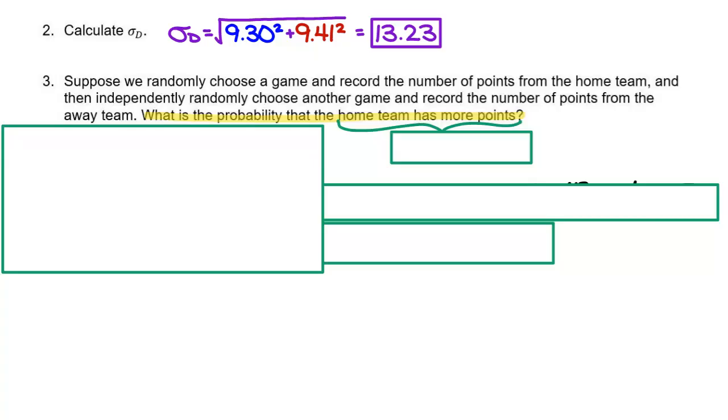Which one means home team? X means home team. So if home team scores more than the away team, then X is bigger than Y. If X is bigger than Y and you subtract them, what kind of number do you end up with? If X is bigger than Y, you get a positive number. Positive numbers are all bigger than what? 0. So what we are wanting to do is to find the probability that when I subtract X and Y, I end up with a number bigger than 0. I get a positive number.